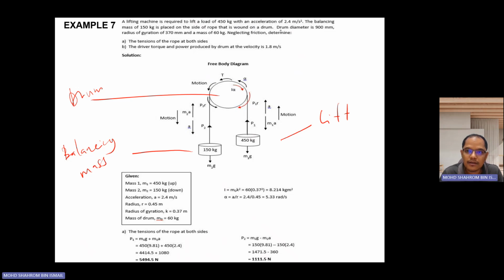Okay. The drum diameter is 900 millimeter, and the radius of gyration K is equivalent to 370 millimeter. And we got the mass of the drum. The mass of the drum is equivalent to 60 kilogram.